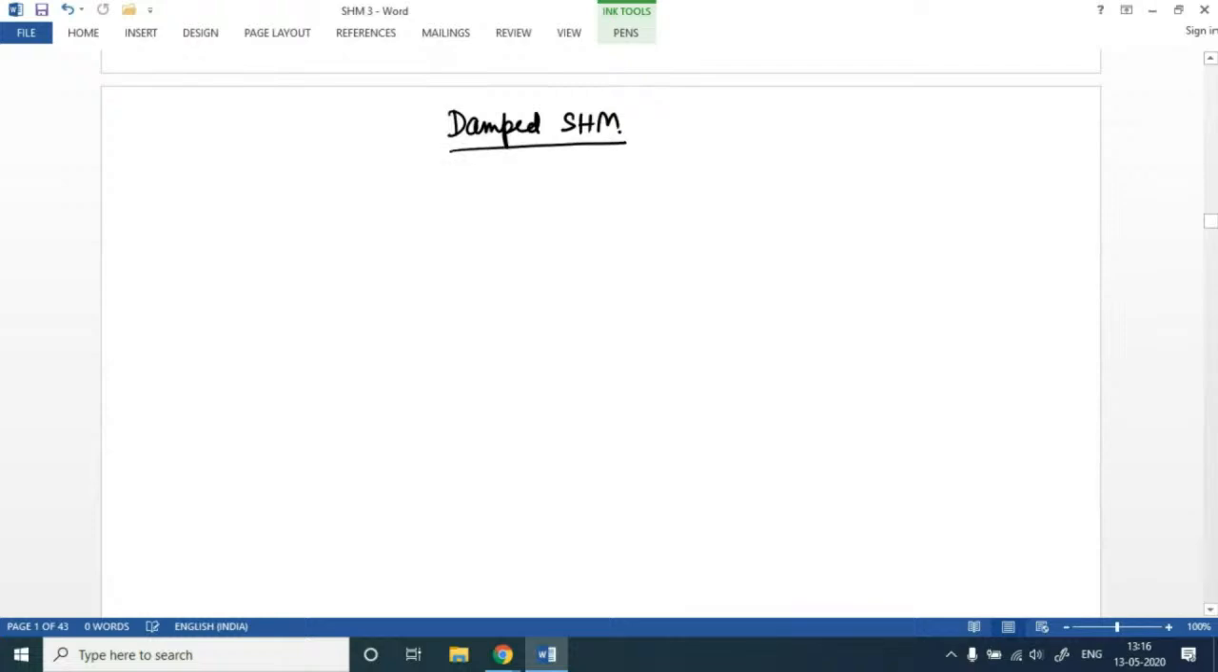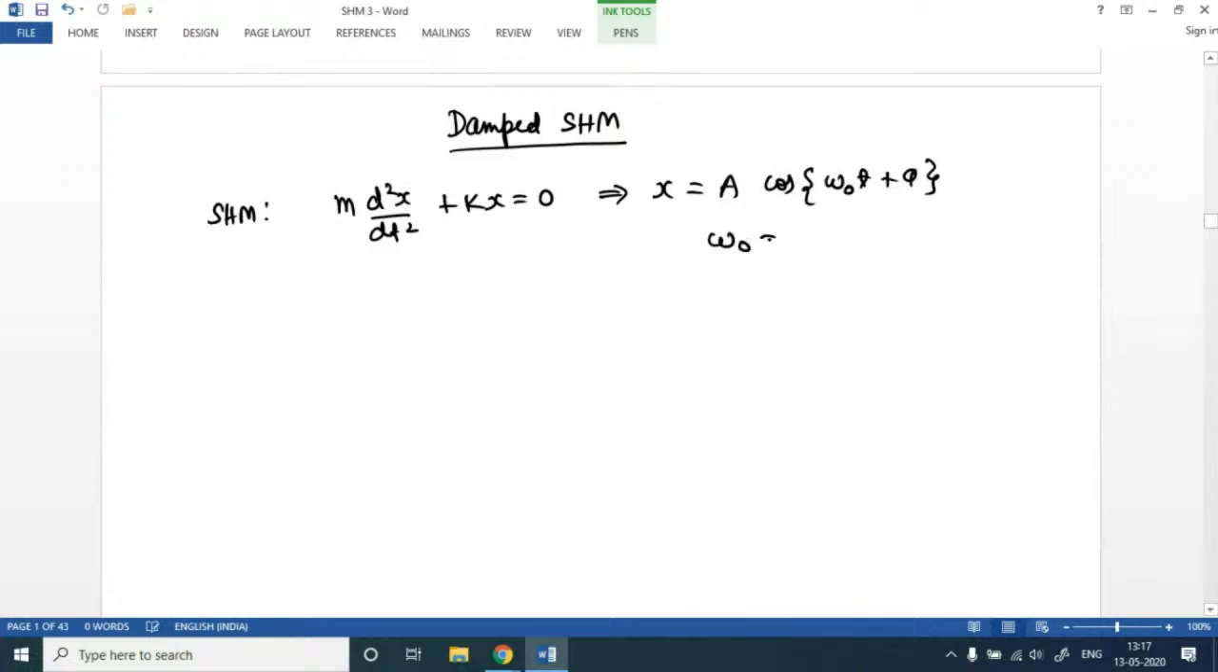Okay, so you should realize, for SHM, we said that the differential equation we used to have is m d2x by dt square plus kx is equal to 0, and its solution obviously was nothing but x is equal to a cos omega naught t plus phi, okay. This omega naught would be equal to root under k by m. We will name it as natural frequency of SHM, the natural frequency of this body, okay.